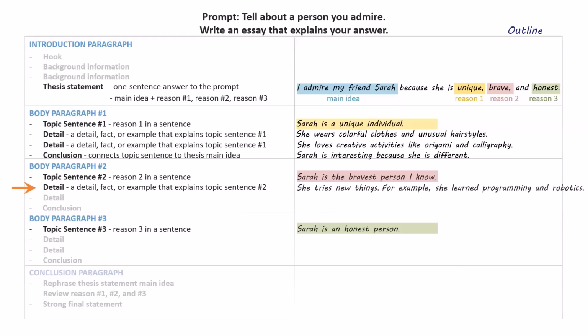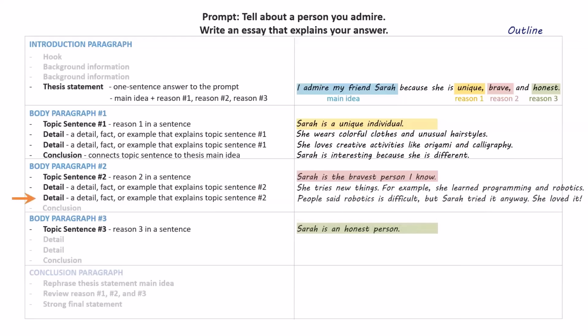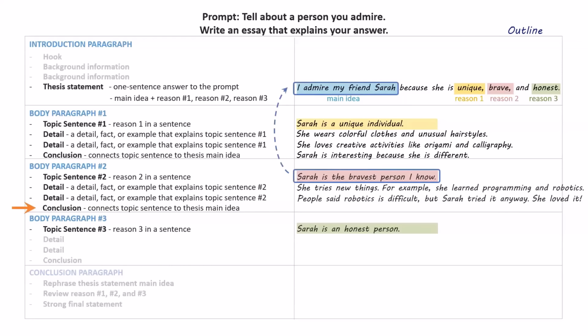Now let's add detail sentence 2. People said robotics is difficult, but Sarah tried it anyway. She loved it. Do you see how this detail sentence emphasizes or proves that Sarah's brave? And finally, we need to write the conclusion sentence for body paragraph 2. We've explained how Sarah's brave, but the conclusion sentence needs to connect this idea back to the thesis statement main idea that I admire Sarah.